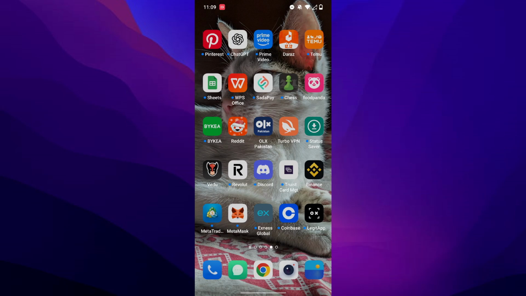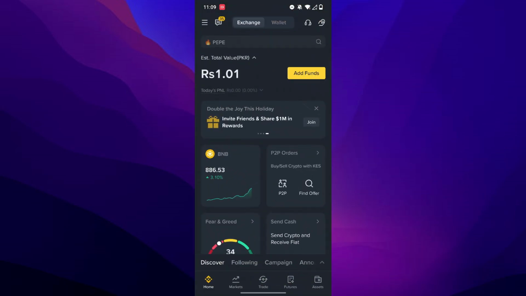First, open your Binance app on your phone and make sure you're logged into your account. If you're using another app like KuCoin, don't worry, the process is very similar. Once you're inside the app, go to the Wallets section and look for the option to deposit funds. Make sure to follow along carefully so you don't miss any important settings.